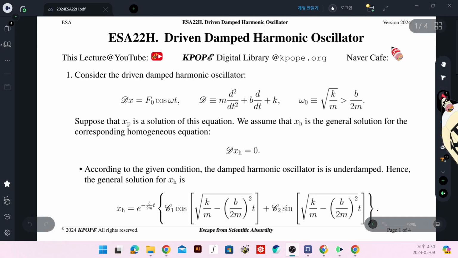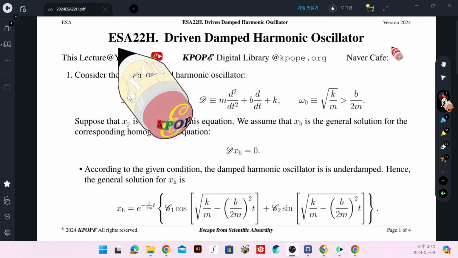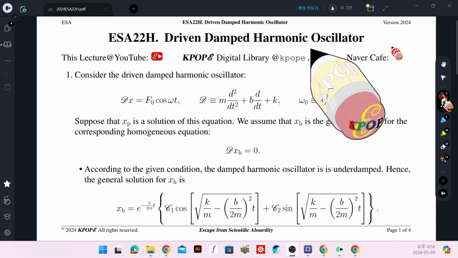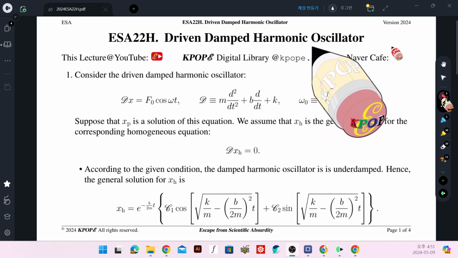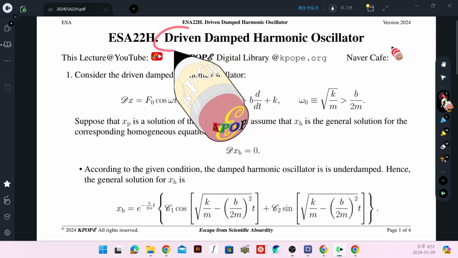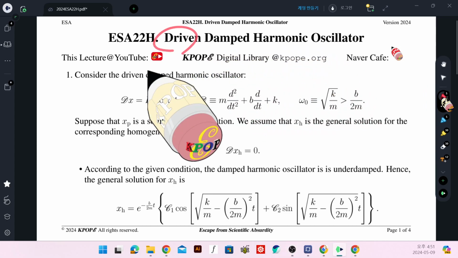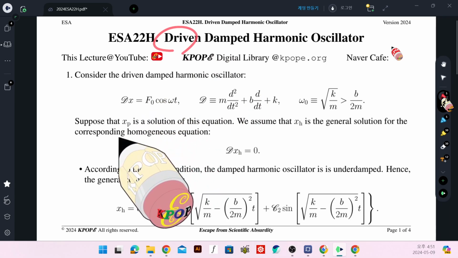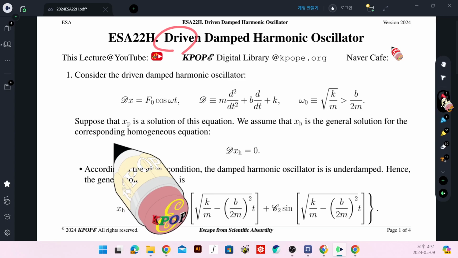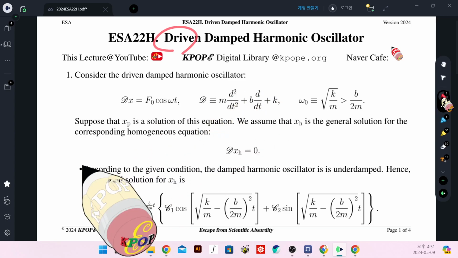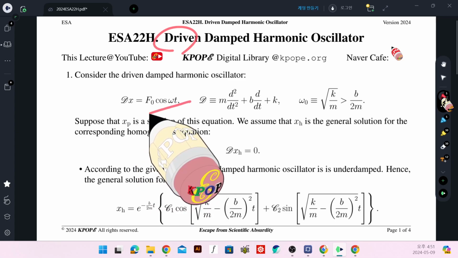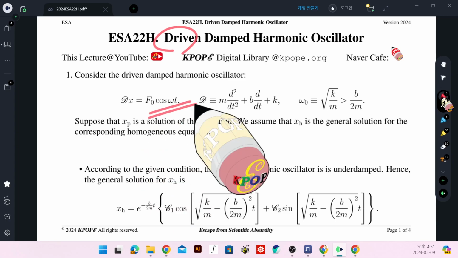Today we study ESA22H, the driven damped harmonic oscillator. A driven damped harmonic oscillator is a damped harmonic oscillator to which a driving force is applied. The driving force is usually a sinusoidal function. It doesn't have to be, but for simplicity, we apply a sinusoidal function.